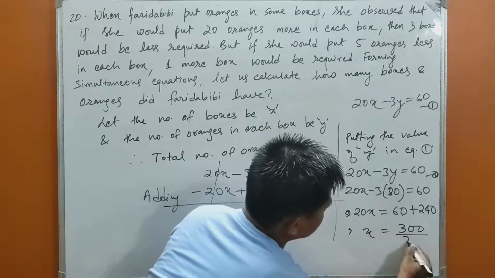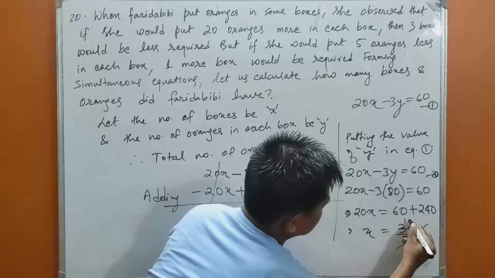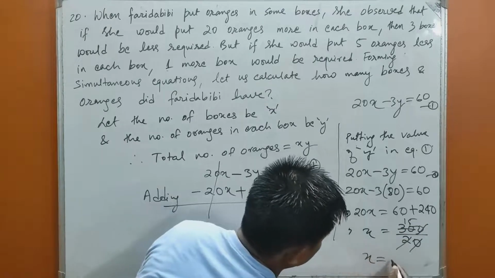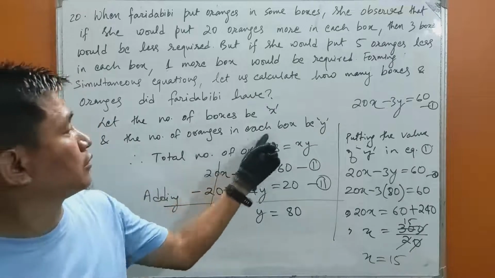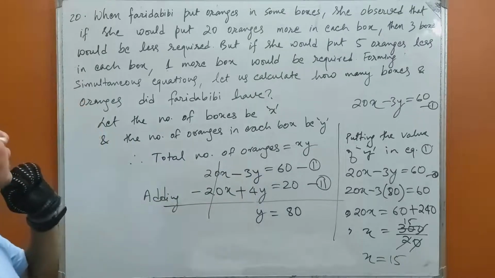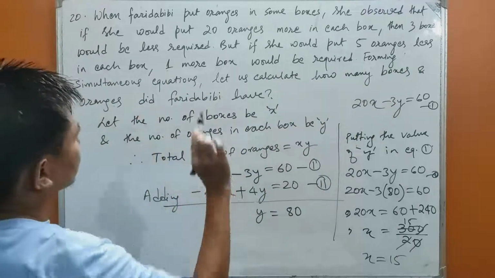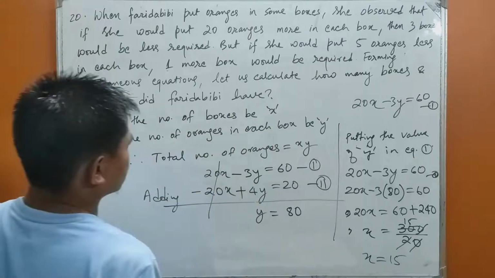This 20 comes in the denominator. 0, 0 cancels, 2 ones are 2, 2 15s are 30, isn't it? So x equals 15. And what is x? x is the number of boxes. What are we asked to find? We are asked to find how many boxes and oranges Farida Bibi had. So the number of boxes is x, so the number of boxes is 15.